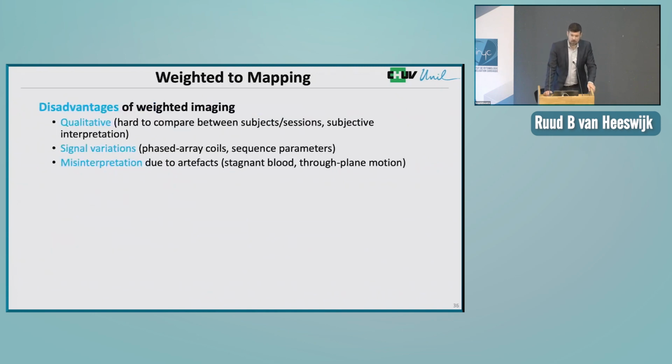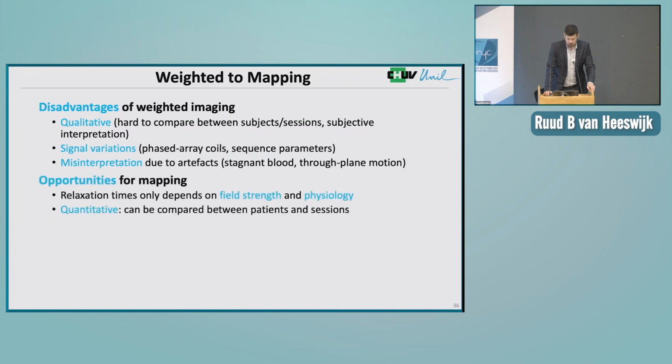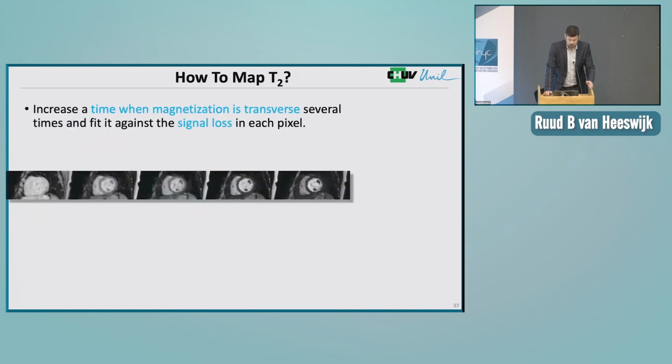So if you normally have weighted imaging, what I showed before, essentially, so right, black and white grayscale images, they have some disadvantages. They're qualitative. The signal varies a lot. They can be misinterpreted easily due to artifacts. And so there's really a need for mapping. Even if you're not that interested in the quantitative values, you remove a lot of these variabilities that you get from weighted imaging. So the relaxation times only depend on field strength and physiology. And it can be compared between patients and sessions because you get numbers. So how does it work?